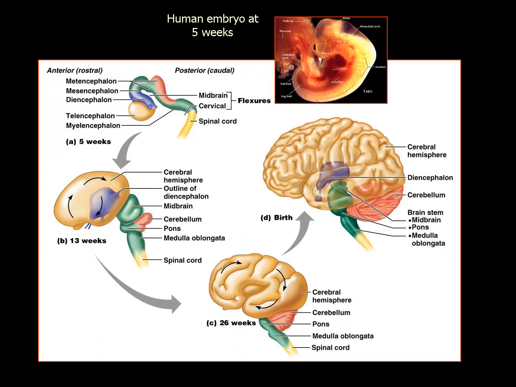This diagram shows the progression of development of the human brain from 5 weeks of gestation to birth. Notice how the cerebral hemispheres overgrow both the diencephalon and most of the brain stem. Also notice that as development proceeds, elevations called gyri, singular gyrus, and grooves called sulci, singular sulcus, increase in number and size.